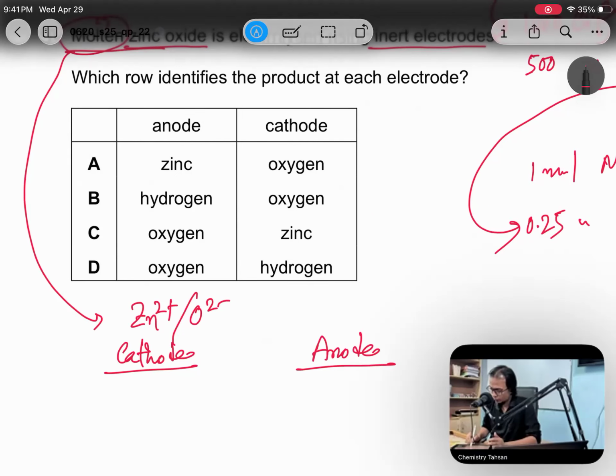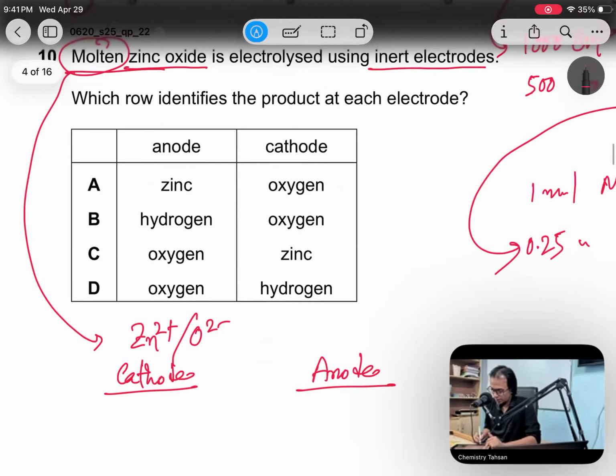So cathode and anode. See, the name cathode is after cation. So cat has paws and cation is positive. That's how we remember. So your cation will go to cathode always. So zinc 2 plus. What is the problem with zinc 2 plus? It has 2 electrons short. So you give these 2 electrons. So zinc metal will form, right?